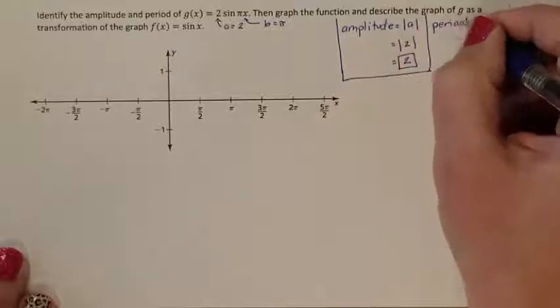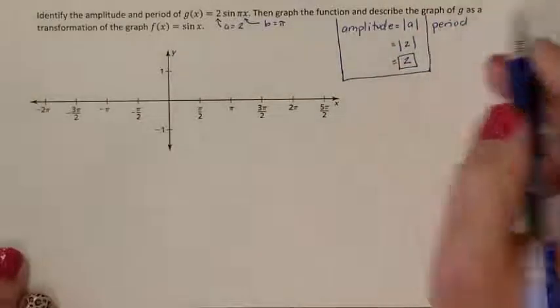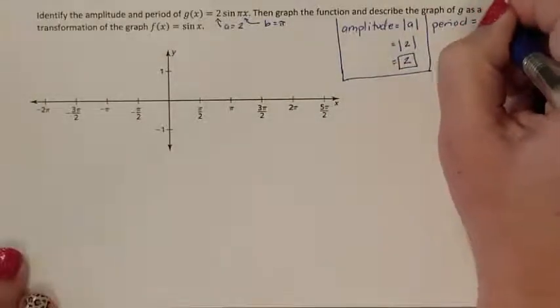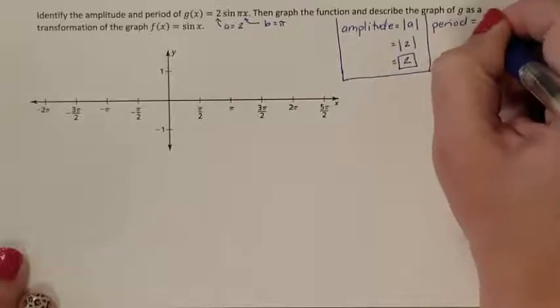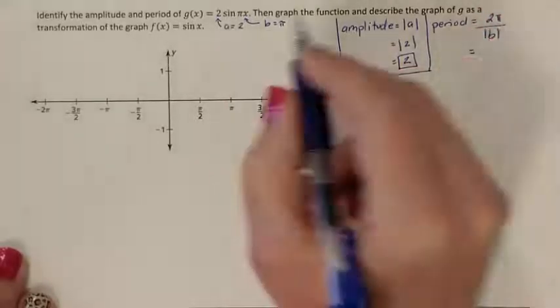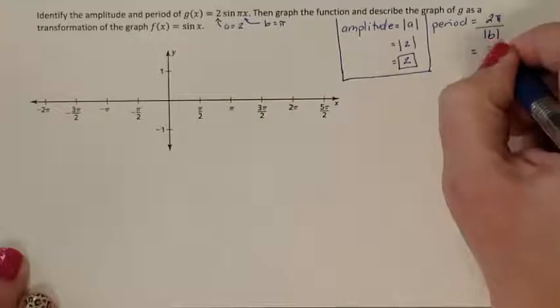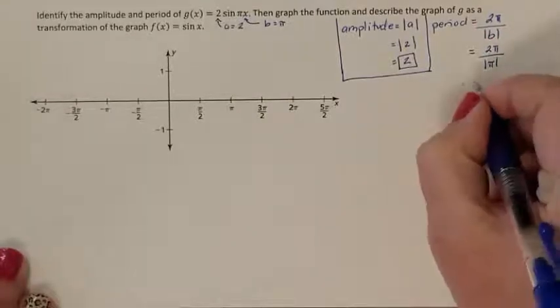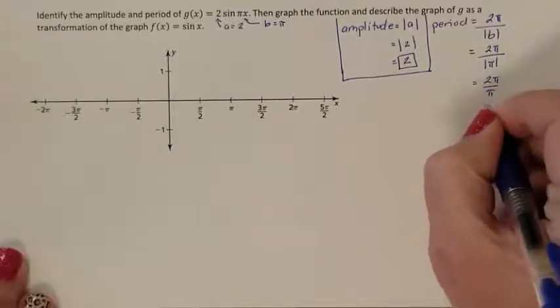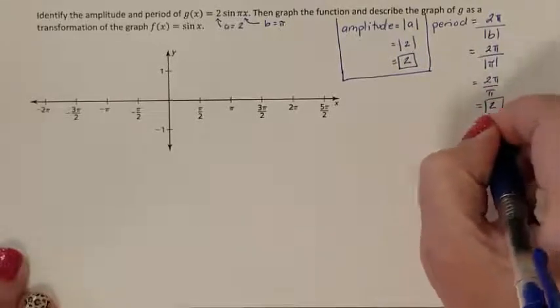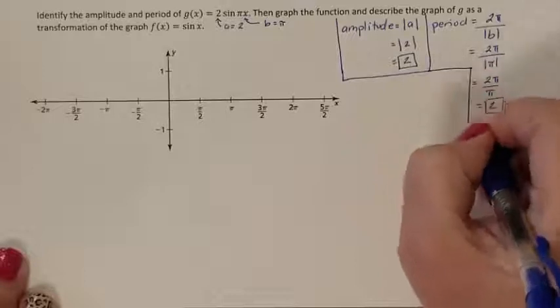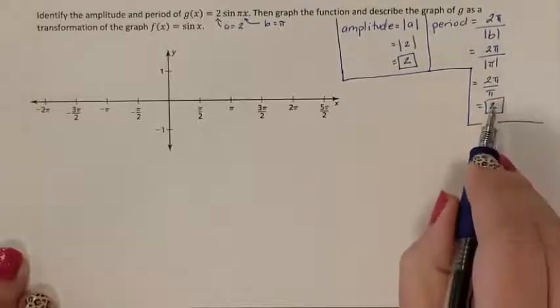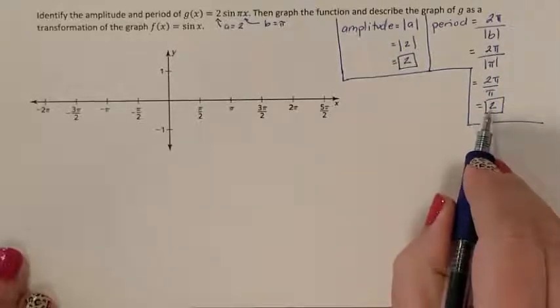How long will the repeated segment be before it repeats? That's my period. So this is 2 pi divided by the absolute value of b. My b is pi. So this is 2 pi all over the absolute value of pi. That needs to be positive. So it's 2 pi all over pi, which gives me 2. So that's telling me that my segment is going to be an interval of 2 before it starts repeating.